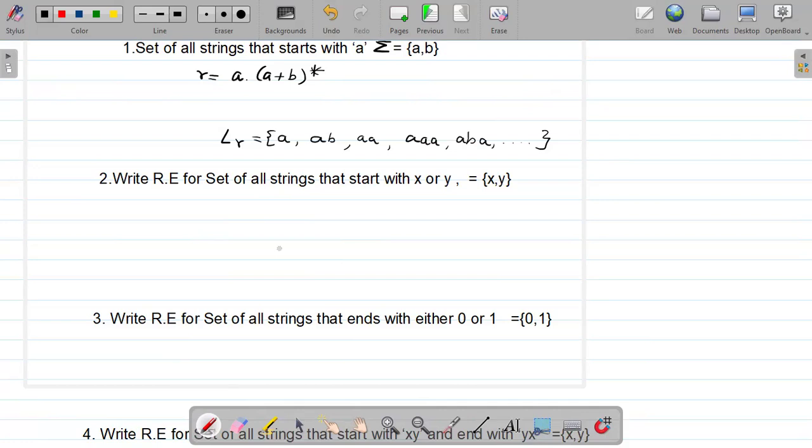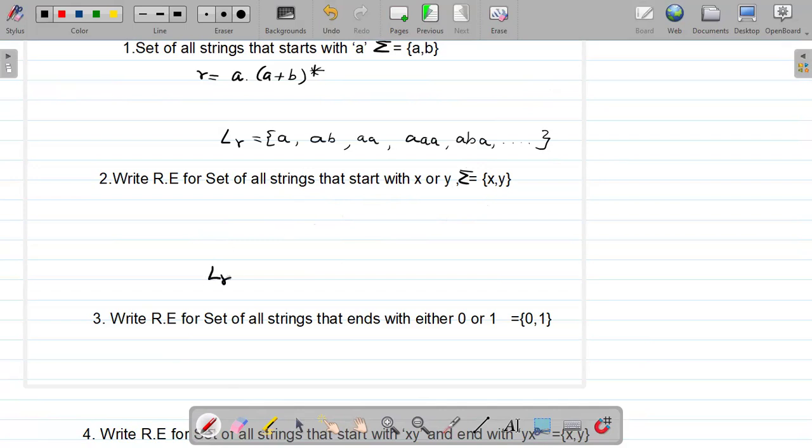We'll see the next example. You'll have to practice more examples so that it will be more clear. Here it is given, write a regular expression, RE stands for regular expression, for a set of all strings that start with X or Y. So here we are having starting with X or Y. In the first case it was starting with A. Over summation equal to X comma Y. So our input is in terms of X and Y.